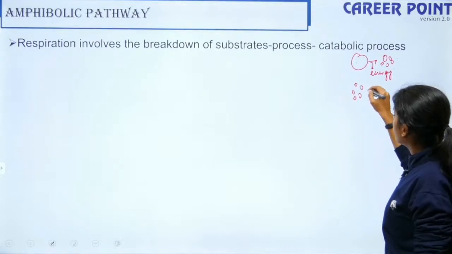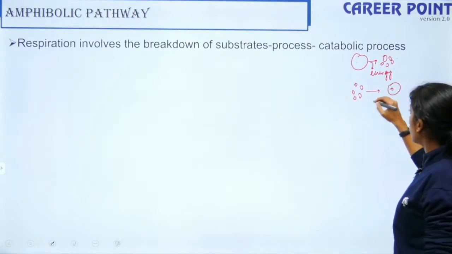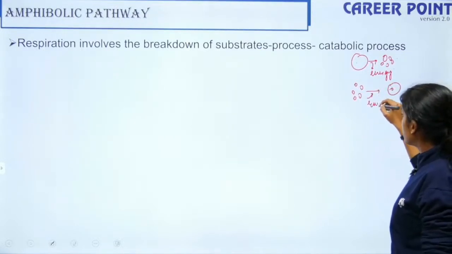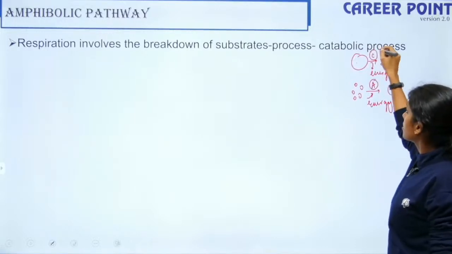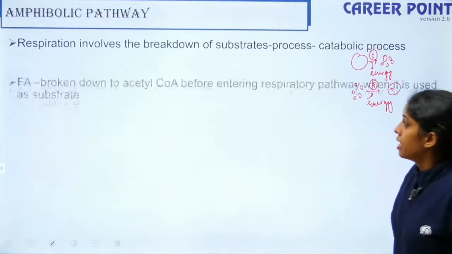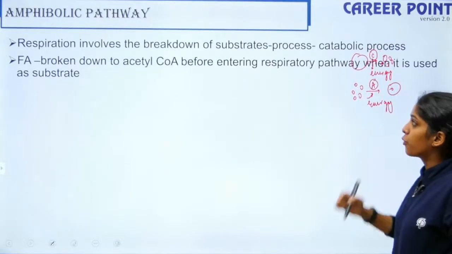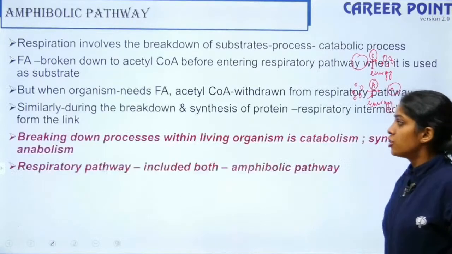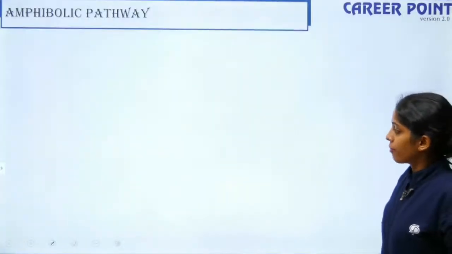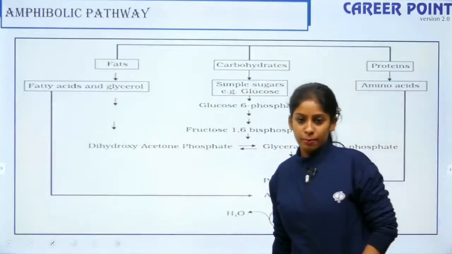So when smaller molecules are used to produce bigger molecules, energy is used up. So this is your anabolic process, this is your catabolic process. Fine? So fatty acids are broken down to acetyl-CoA before entering the respiratory pathway. Let me tell you something very easy to remember. So this is your amphibolic pathway.